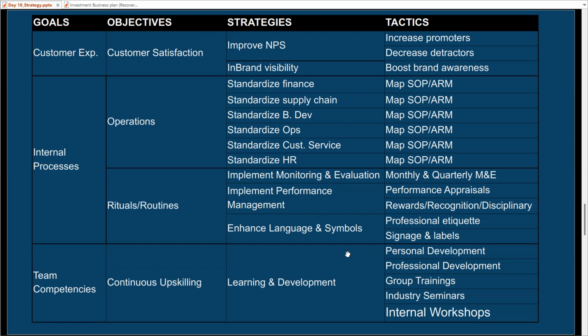Now the last one is team competencies. The objective is to achieve continuous upskilling of our teams, and we are saying strategically we are going to implement learning and development. So at the tactic level, this can be personal development, professional development, group trainings, industry seminars, or internal workshops. So I want now to bring it back to the team. I want to hear how this speaks to what you've been doing, whether you've seen room for improvement, whether it makes it clearer.